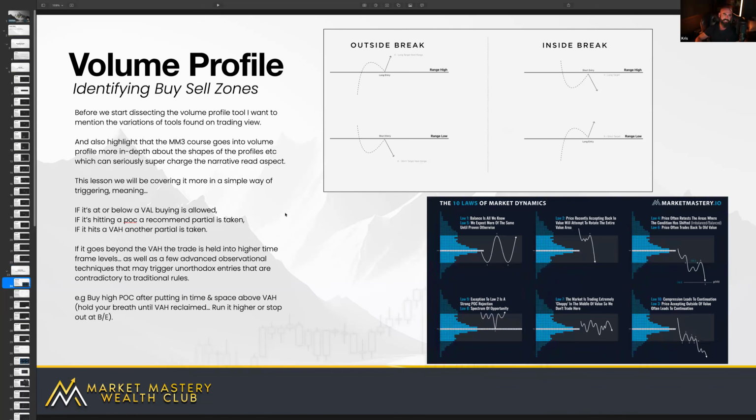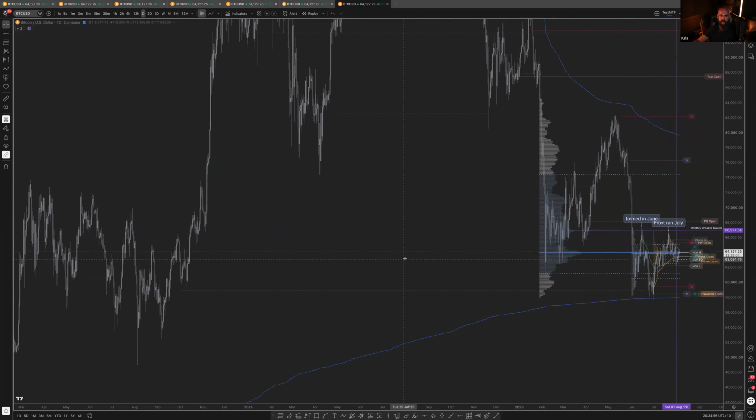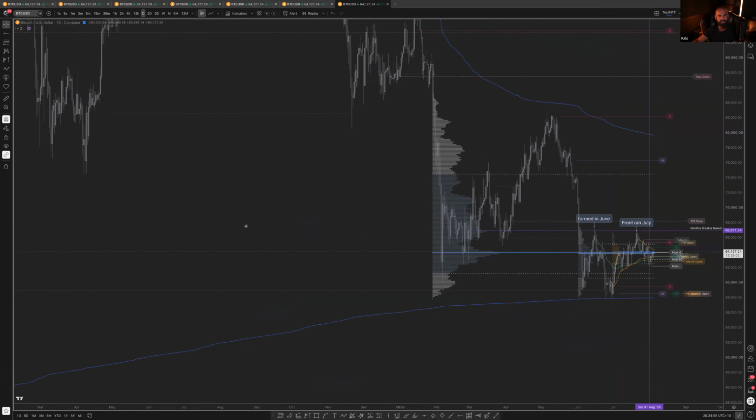So before we start dissecting the volume profile tool, I want to mention the variations of tools found on TradingView, and also highlight that the MM3 course goes into volume profile more in depth about the shapes of profiles, which can seriously supercharge the narrative read aspect. You saw me talking about the P and the B shape earlier on, the D shape profile. Just going back to that quickly, and we have a look at this. We have somewhat of a balanced D shape, okay? What does this mean? This D shape in here means pretty much this, anything goes.